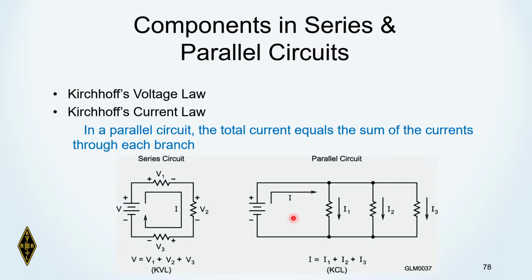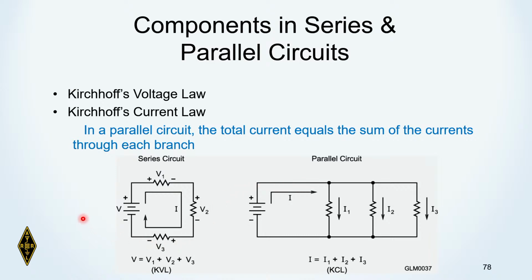If we have a current draw of 3 amps and these resistor values are the same, we're going to have 1 amp going through this one, 1 amp going through this one, 1 amp going through that one. So in a parallel circuit, the total current equals the sum of the currents through each branch. Of course, these can be different values. There's going to be different amounts of current going through each one, but it's still going to be the sum of all of the currents flowing in the circuit.